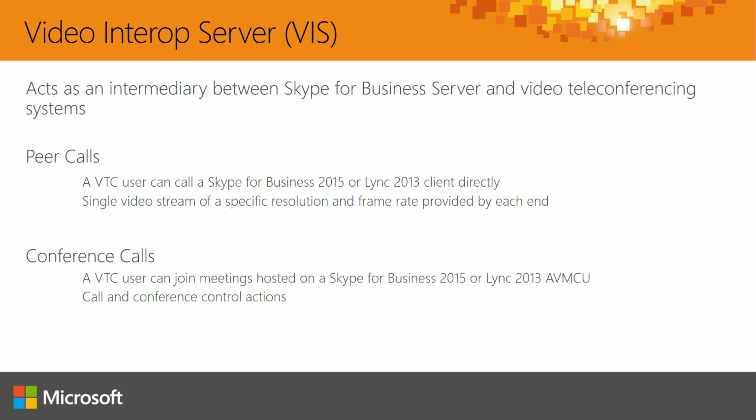The video interoperability server doesn't support anything other than Cisco Unified Communications Manager. It can support peer-to-peer calls, and it can support VTC devices on the Cisco endpoints dialing into a Skype for Business conference. It supports peer-to-peer calls and VTC devices dialing into Skype for Business calls.